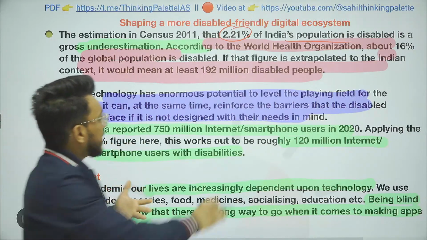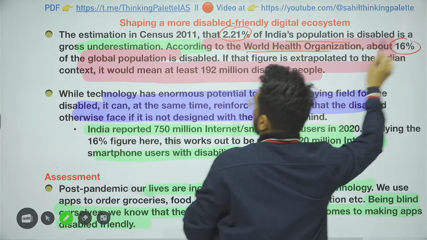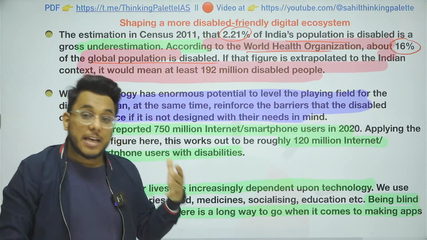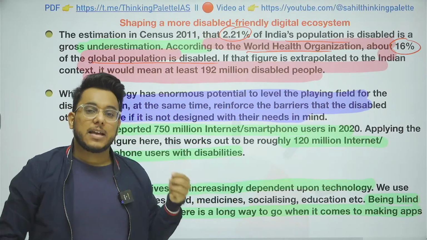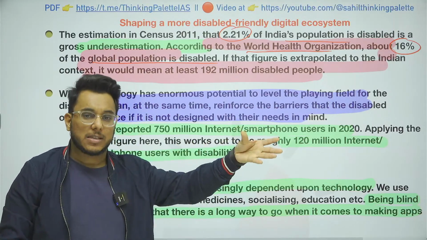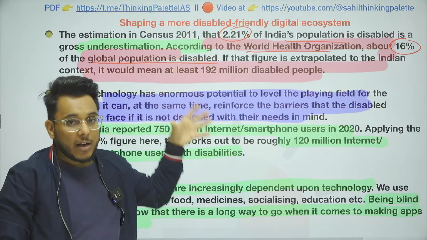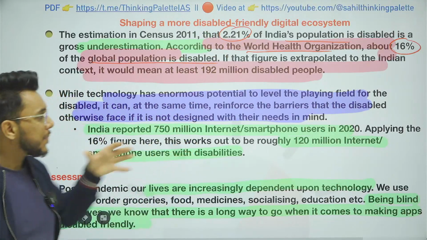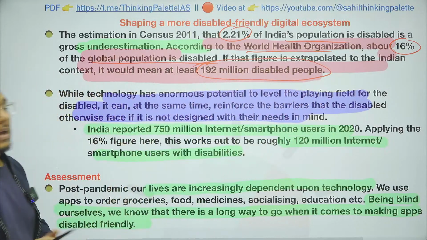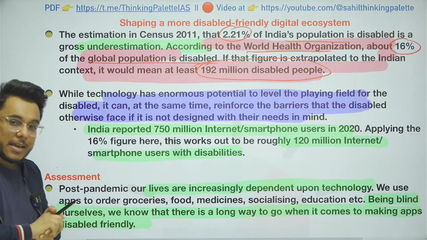Why? Because the World Health Organization says that about 16% of the global population is disabled. And if 16% of the global population is disabled, even in India, if you take a very conservative estimate, around 8 to 10% of people could be disabled. Extrapolating that data to India, we find that 192 million people are disabled. But do we have accessibility for them? Do we have an enabling ecosystem for them? Yes or no?